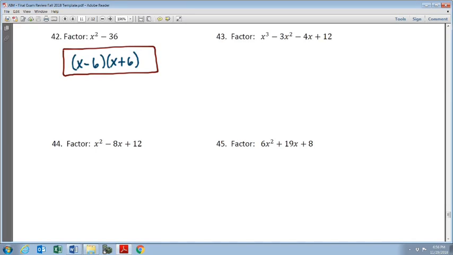I always say to myself, what times itself is x squared, what times itself is 36. And so that would be minus 6 and a plus 6. We're always going to get the same numbers with opposite signs.